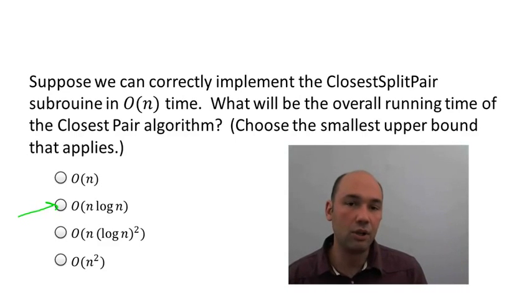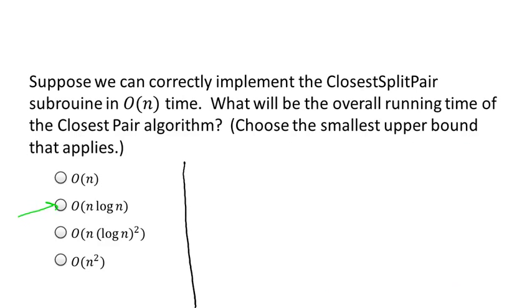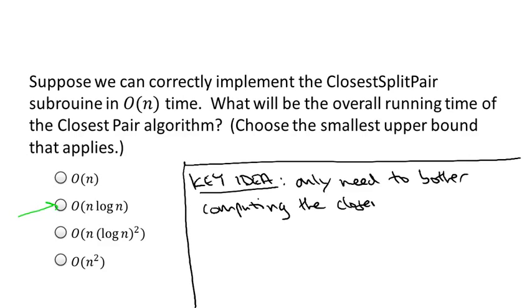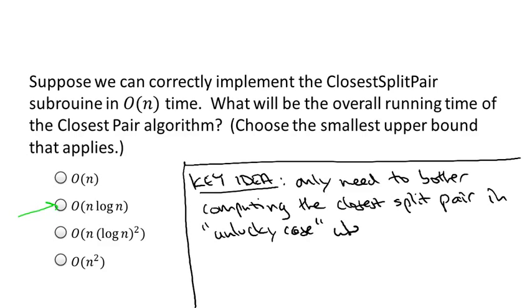Now, I'm going to proceed in a little bit to show you how to implement closest split pair, but before I do that, I want to point out one subtle but key idea, which is going to allow us to get this linear time correct implementation. So let me just put that on this slide. The key idea is that we don't actually need a full-blown correct implementation of the closest split pair subroutine. So I'm not actually going to show you a linear time subroutine that always correctly computes the closest split pair of a point set. The reason is that's actually a strictly harder problem than what we need to have a correct recursive algorithm.